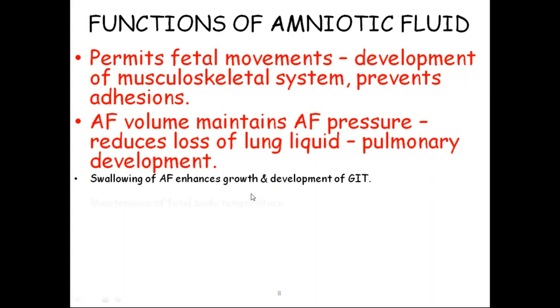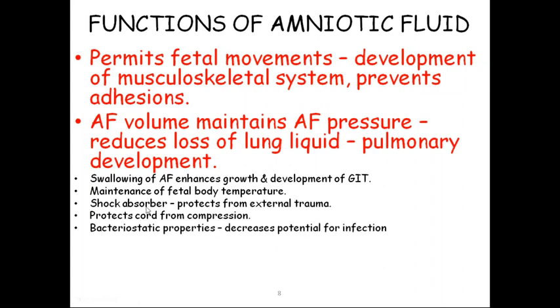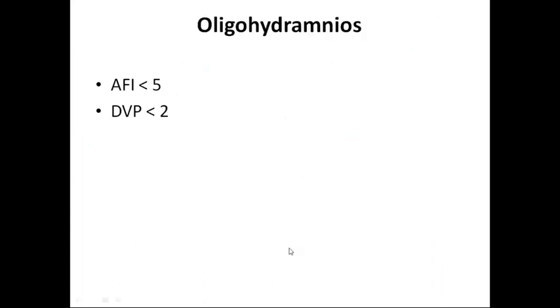So another minor actions like maintaining body temperature and protecting from trauma, these are all minor effects. It protects the cord from compression, especially during labor, okay, no problem. Oligohydramnios, we can describe if either the amniotic fluid index is below 5 or the deepest vertical pool is below 2.